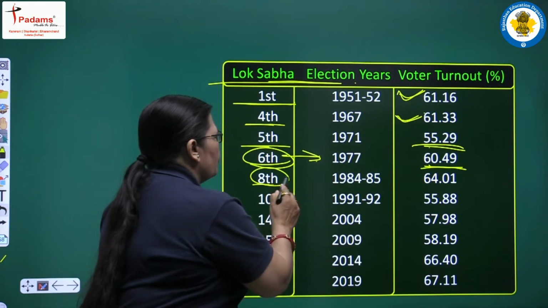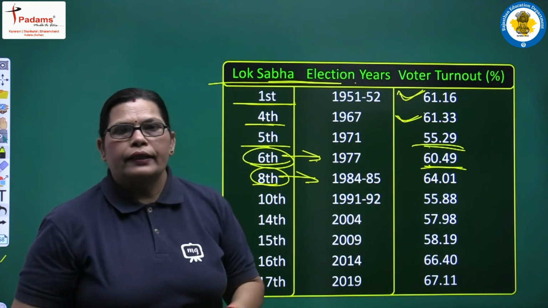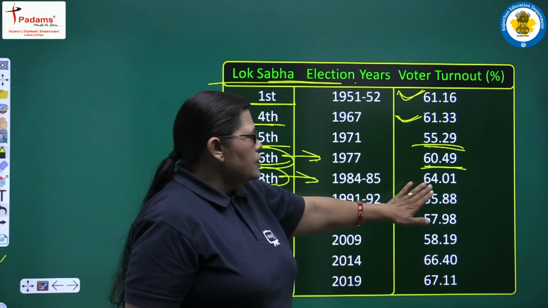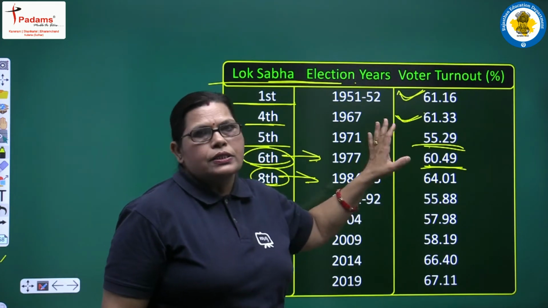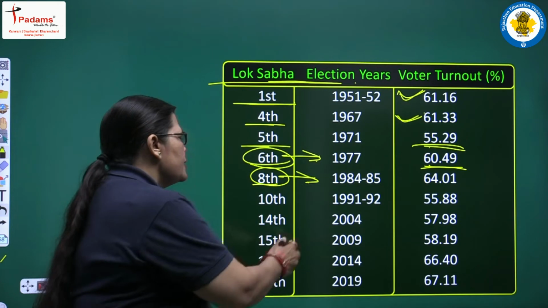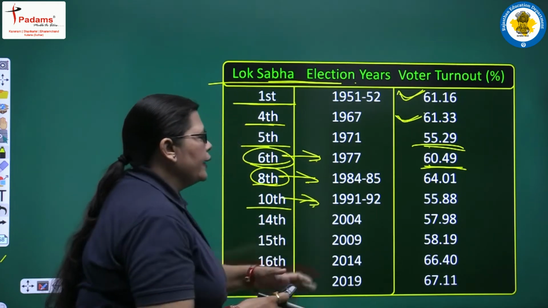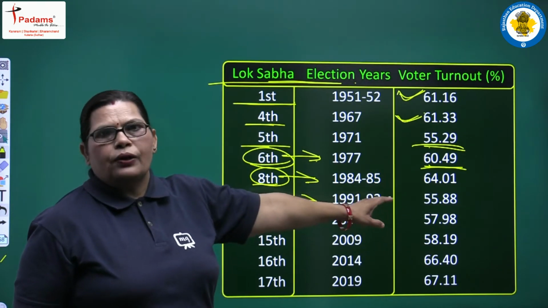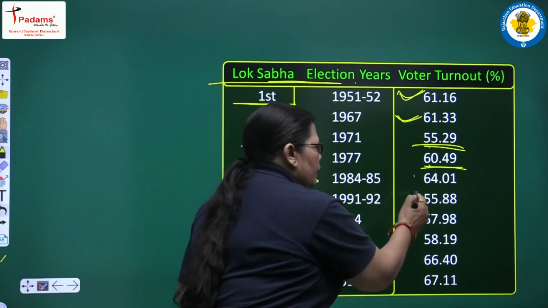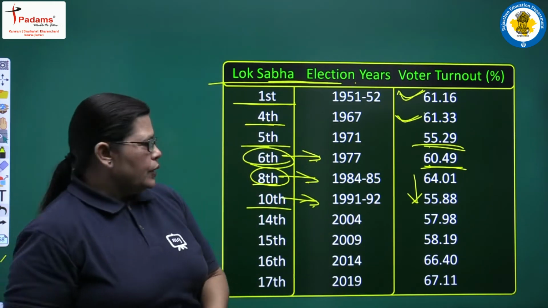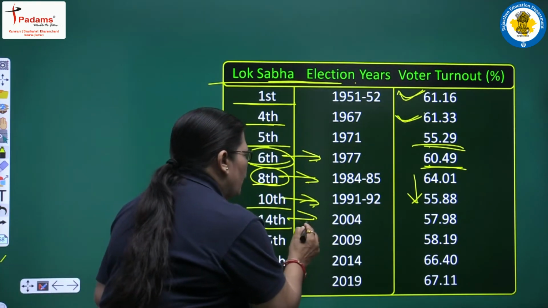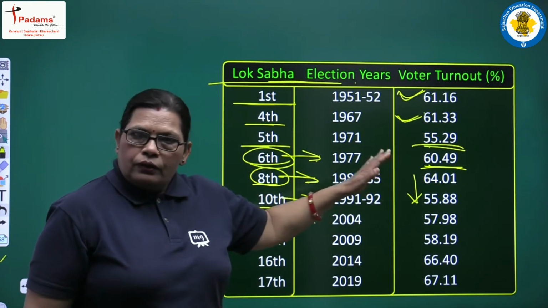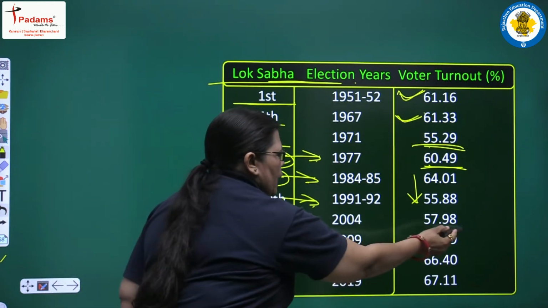When we are considering the 8th Lok Sabha, which was held in the year 1984-85, at that time voter turnout was 64.01%. Same with the 10th, which was held in the year 1991-92, 55.88% voter turnout was there, but see, a downward position of the voters. When we are considering 2004, the 14th Lok Sabha, at that time what was the voter turnout?